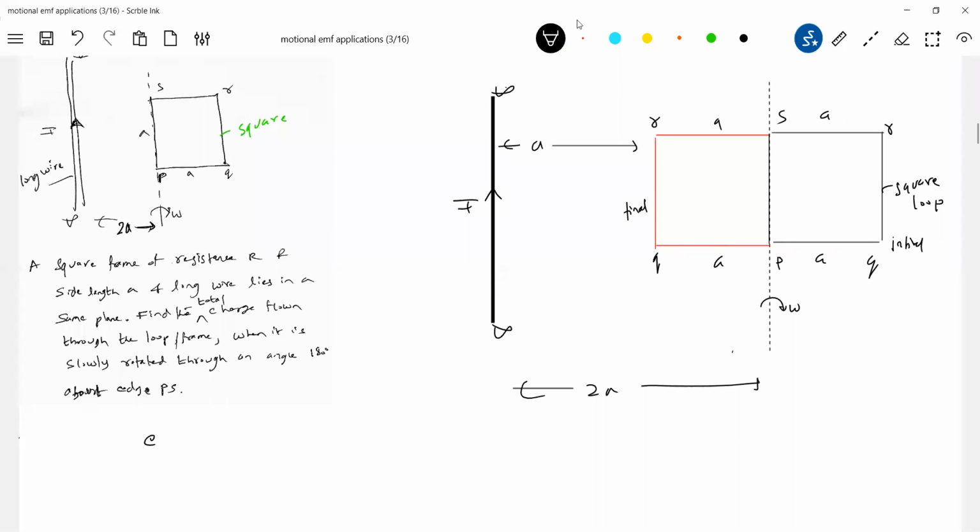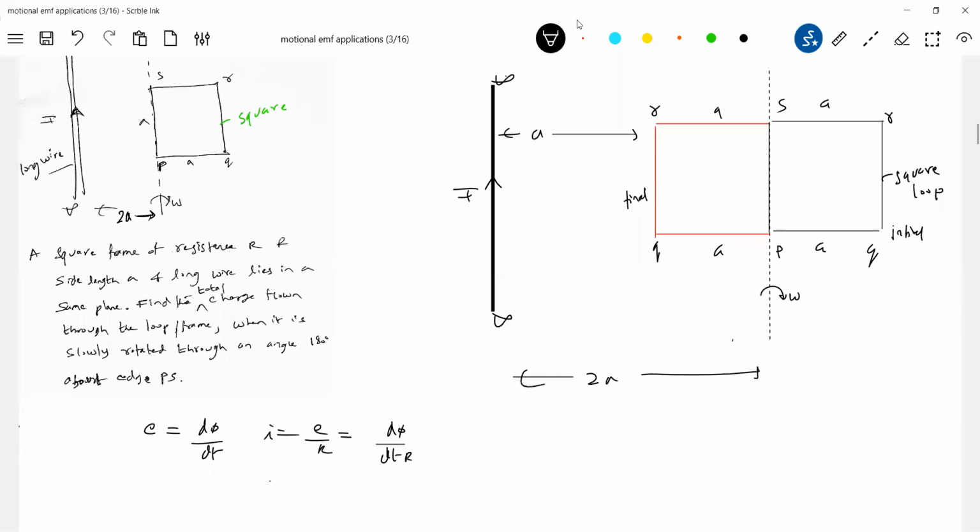So now I'll do one thing. E equal to d phi by dt. I is equal to E by R, which is d phi by dt. What is I? I is the total charge flown, so delta Q by, or say dq by dt. Instead of this, let me write it delta phi. So finally, what is delta Q equal to? Delta Q equal to change in flux by the resistance of the loop. This is what delta Q is: charge flown through the loop.